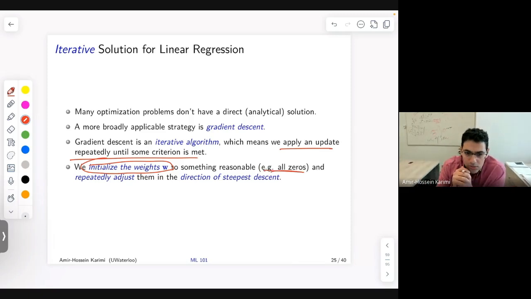That sometimes works. And then we're going to repeatedly adjust the weight values until we minimize the loss to a point which is satisfactory. And of course, because we hope that every step minimizes the loss for us, we're going to be moving in the direction of steepest descent, whatever that means. Okay, so let's try to build some intuition here.